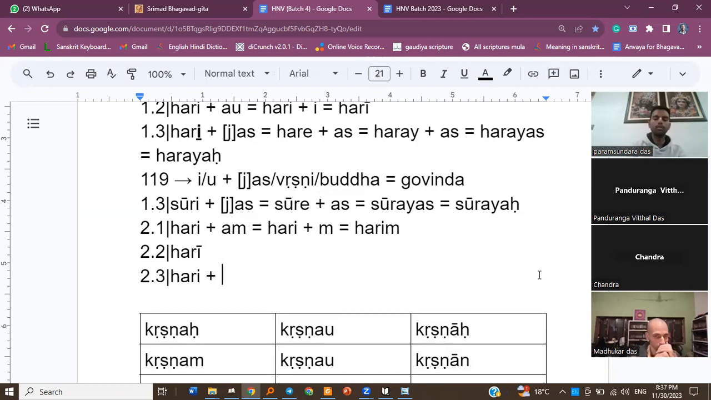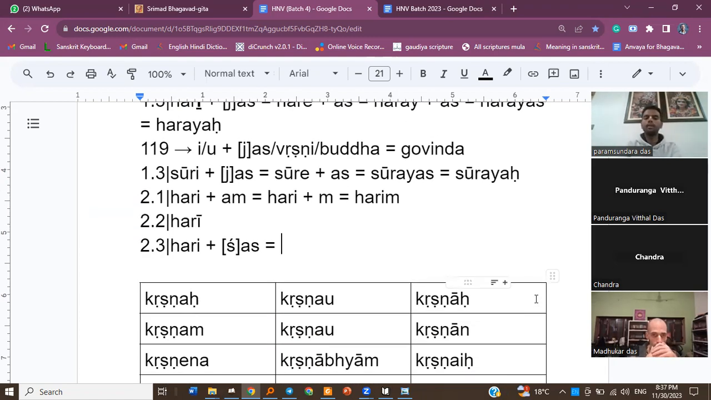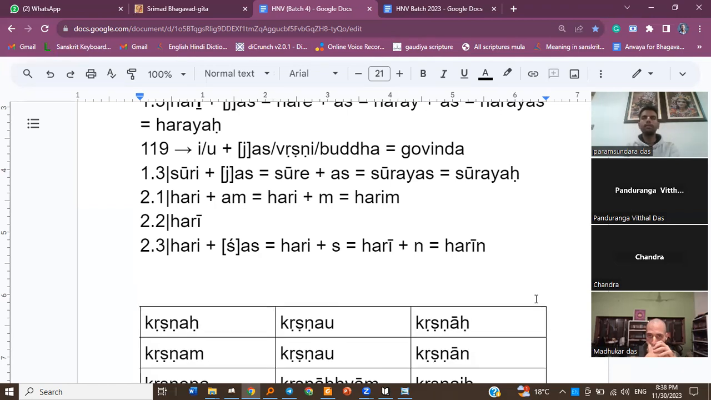2.3 is Hari plus Shas. So again, after the Shavatara, the A of Shas is deleted. And then the Shavatara se Trivikrama Shasi Tasmat Sona Pungsi. So when Shas is following, the E becomes Trivikrama E, and the Sa becomes Na. Because we are still continuing in the Purushottam Linga, Punsi. So we get Hareen, Hareen, Hareen.